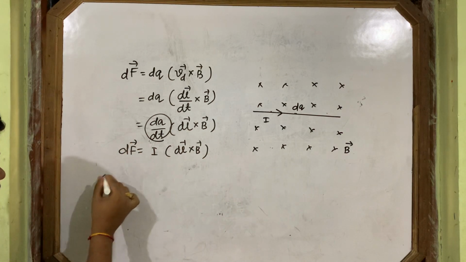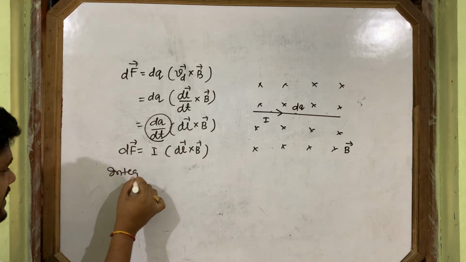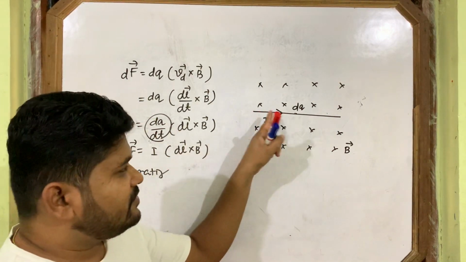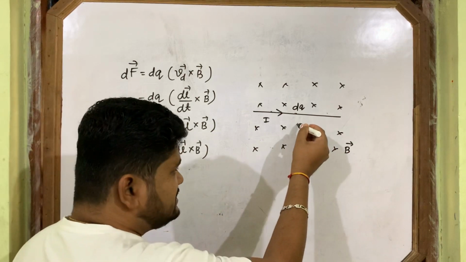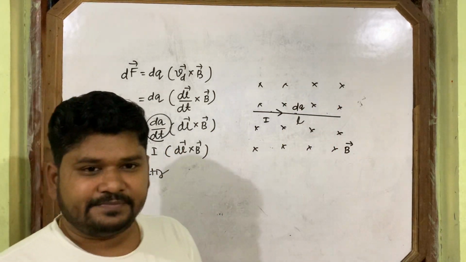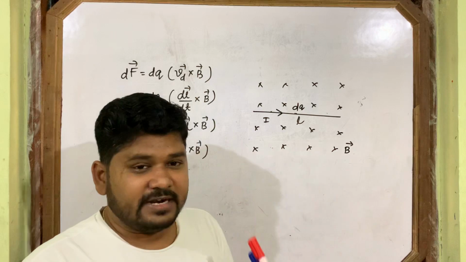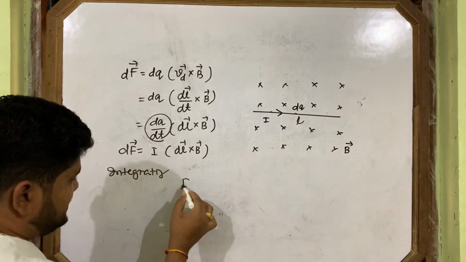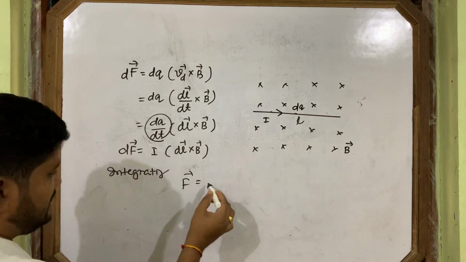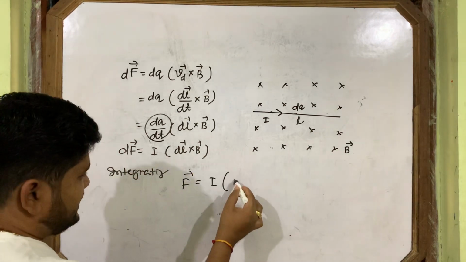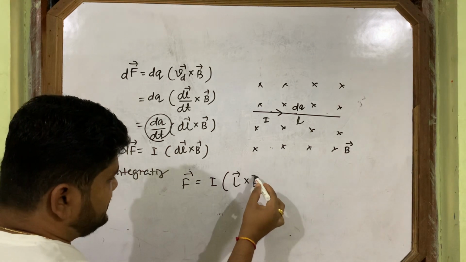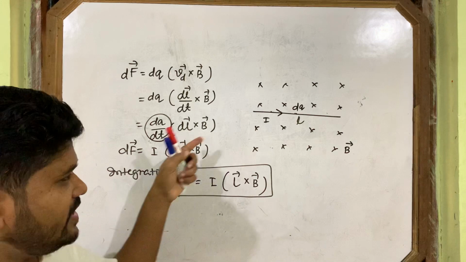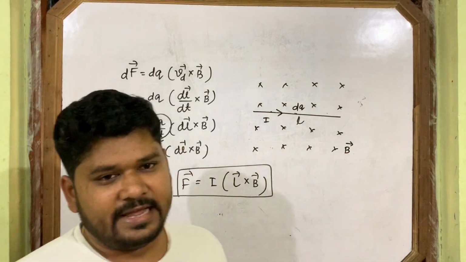Now you integrate both sides. Integrating both sides to find the net force on the conductor which is inside the magnetic field, of length L. How much length is inside the magnetic field, that is important. Force acts on that length. So integrating both sides, dF integration is F and I dl integration is L. So this is the force acting on a current carrying conductor of length L.